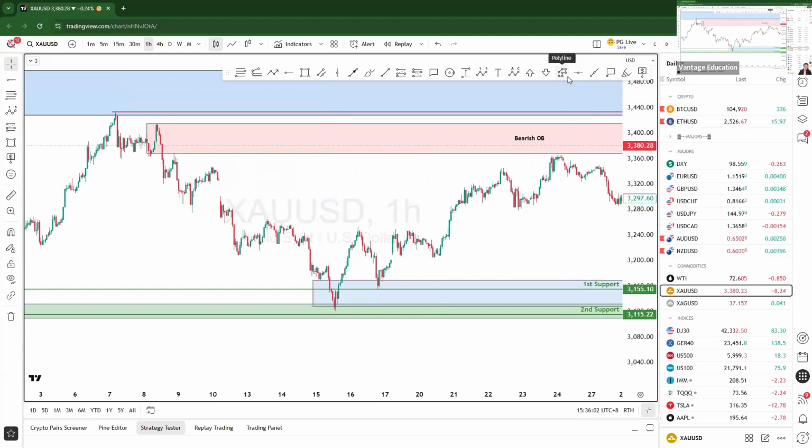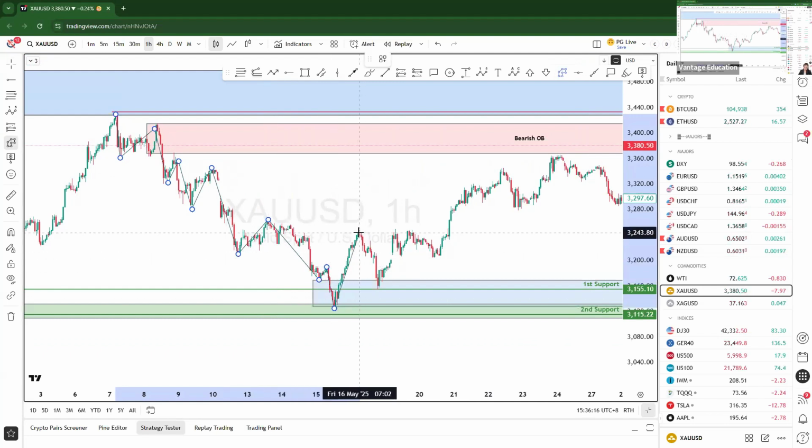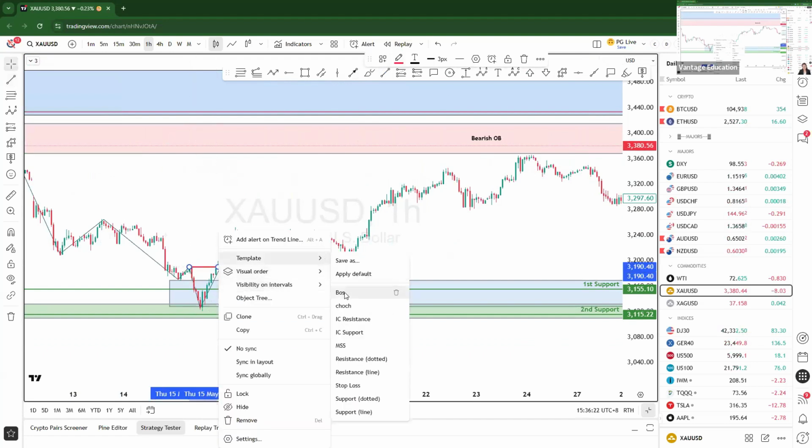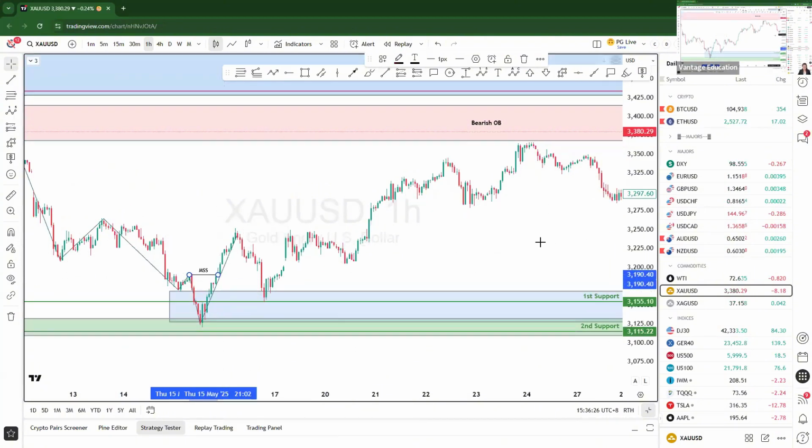Now, lower low, lower high, lower low, lower high, lower low, lower high, right? Lower low, lower high, and then lower low, lower high, lower low, higher high. They break market structure here. Either you call it change of character or market structure shift, it always has the same meaning, right?